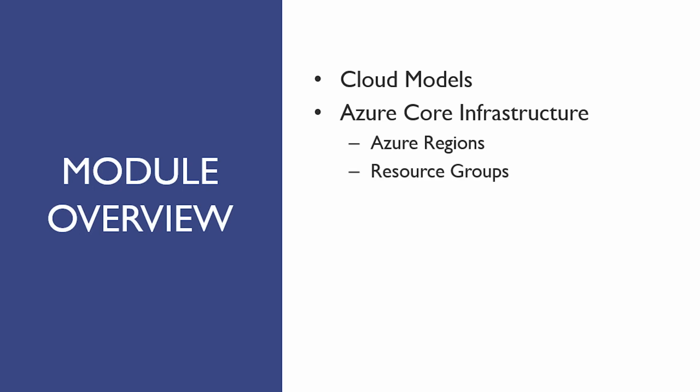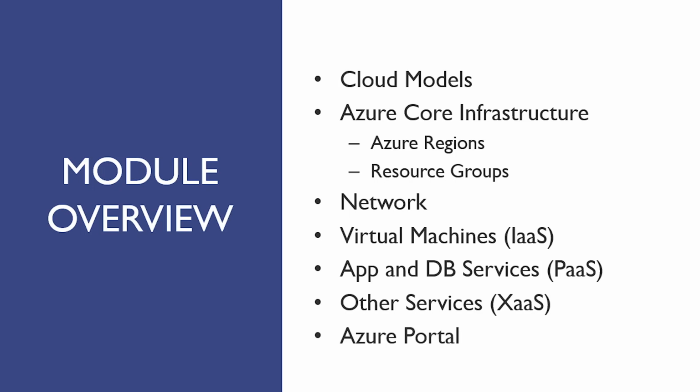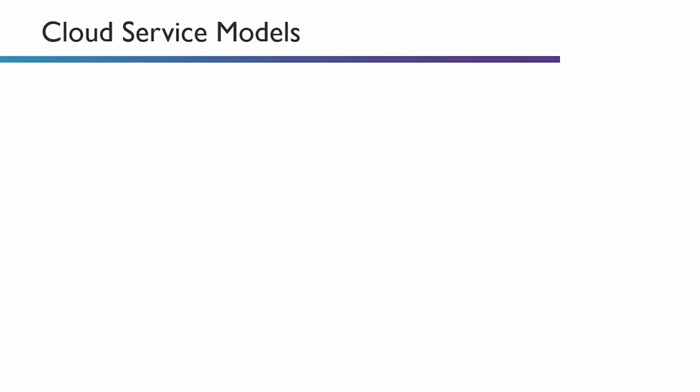to know about resource groups, which we'll use throughout the course, networking, virtual machines, and then we'll talk about App and DB services, as well as some of the other services available to you in Azure. Finally, ending off with the Azure portal itself and how you can get around the portal and access Azure. Let's begin by taking a look at the cloud service models.